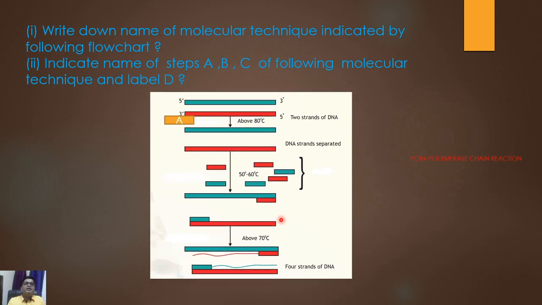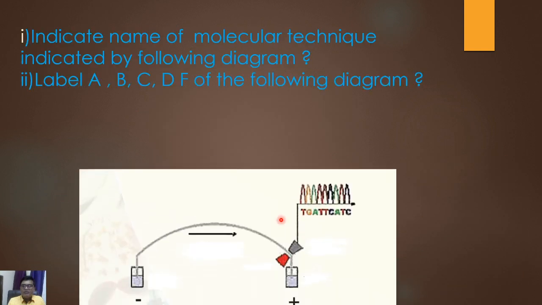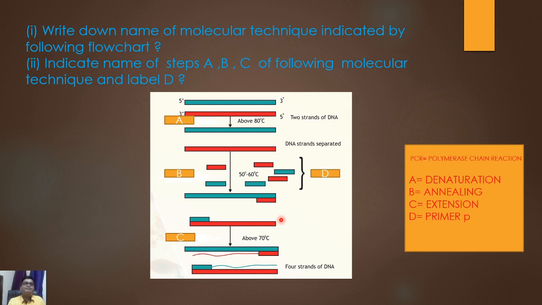Next, the diagram is related to which molecular technique? It is a family of molecular techniques, that is PCR. It was discovered by Kary Mullis in 1983. These charts indicate the steps A, B, C, D. In step A, we give the treatment of double-stranded DNA at 94 to 95 degrees Celsius. In your book it is written as 80 degrees Celsius, but the correct temperature should be 94 or 95 degrees.